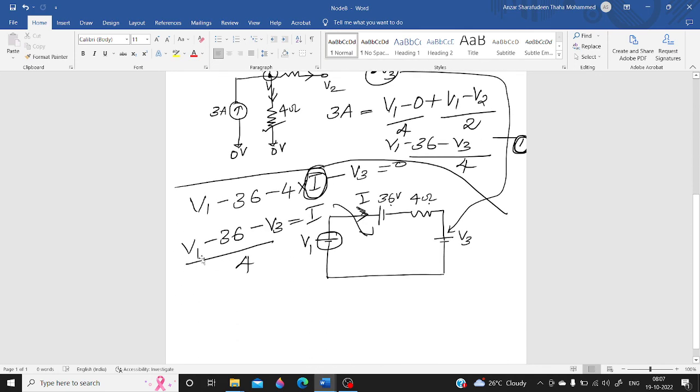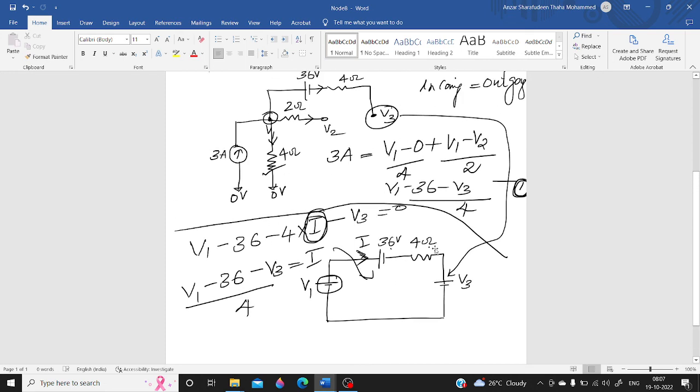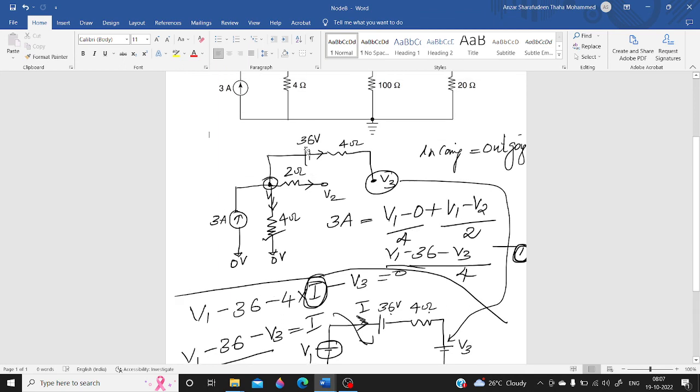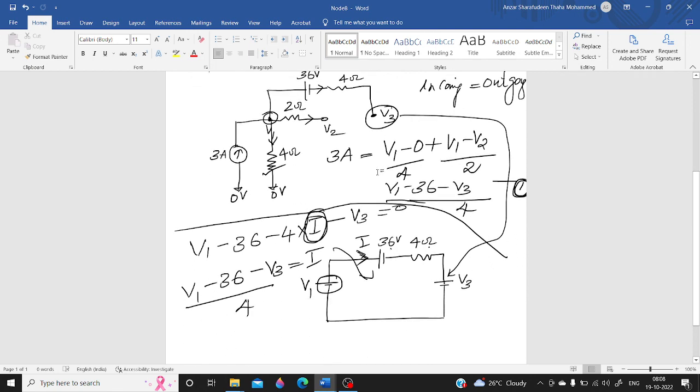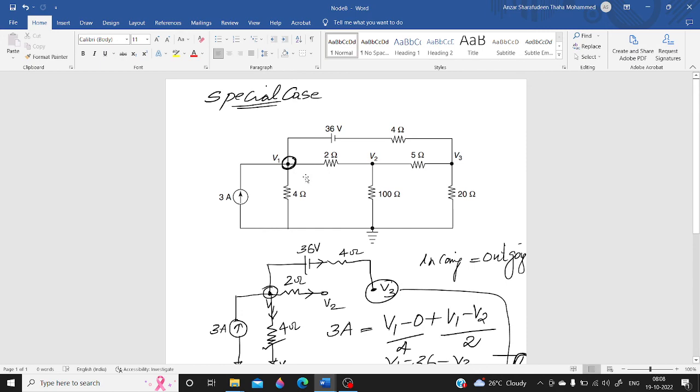Similarly, we have the current equation here, V1 minus 36 minus V3 by 4. The same I have put here. So if a voltage source is present in a branch like this, you have to follow the laws, and then you can find the current. That is with respect to the first node.